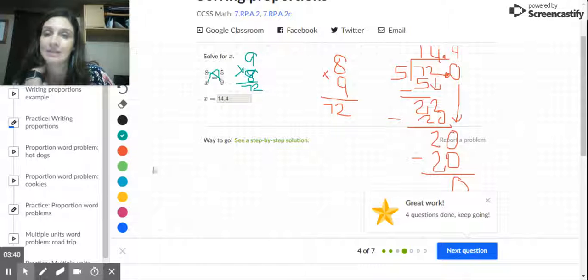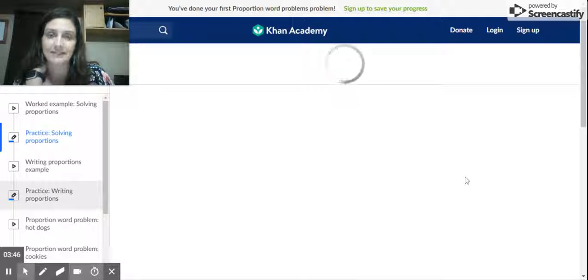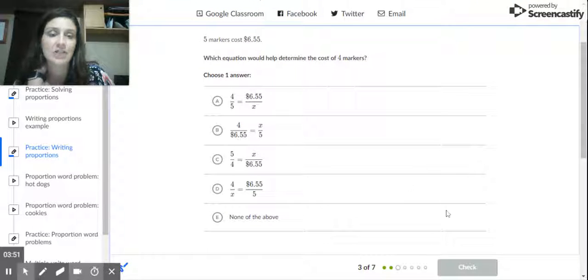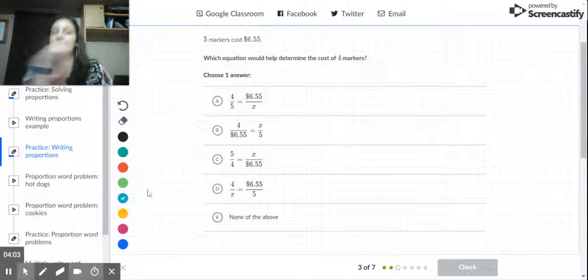Okay. All right. So we were solving, now I want to write some proportions. So let's look at that for your quiz later. So let's look at this. It says 5 markers cost $6.55. Which equation could help determine the cost of the markers? So again, I want to be able to write. Let me pick that color right there.